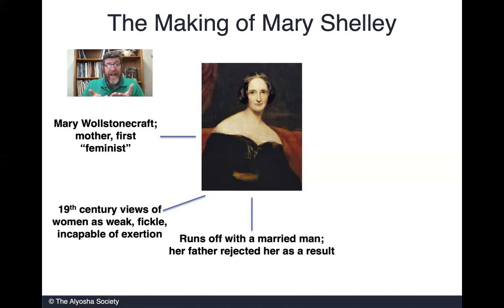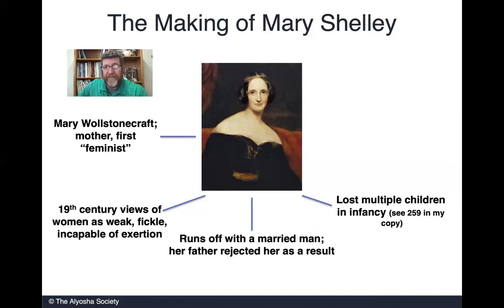The fact that she ran off with a married man and her father rejected her as a result of that. You see, guys, you got to keep that kind of thing in mind. Guys, that is baggage. That is emotional baggage, pain, rejection, alienation. Think about that. That's what's going on up here with Mary Shelley. What else? The fact that she lost these children in childbirth.